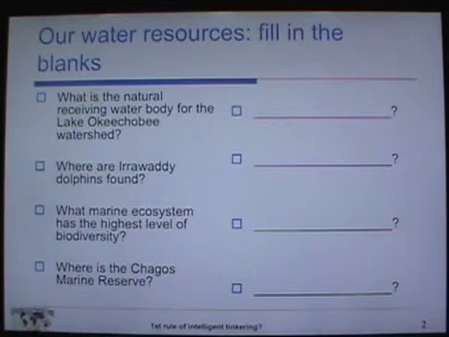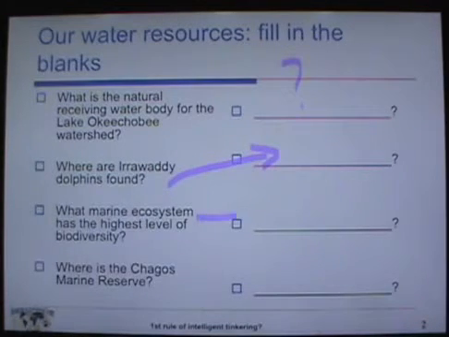So what is the natural receiving water body for the Lake Okeechobee watershed? Well, that's a good question. Perhaps you know. You'll know by the end of this. Irrawaddy River dolphins. They're found in the Irrawaddy River, but where is that exactly? We'll talk about that too. The marine ecosystem with the highest level of biodiversity. That one we've talked about, you should know. And where is the Chavez Marine Reserve? That is a very interesting place. We're going to look at that also in this lecture.